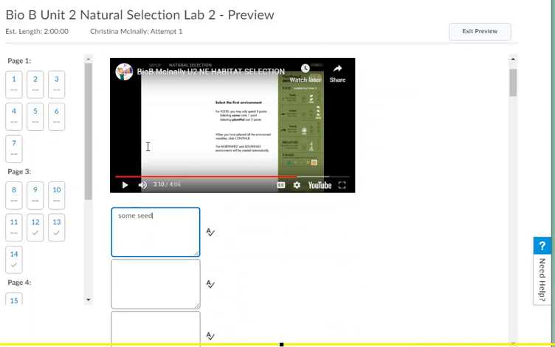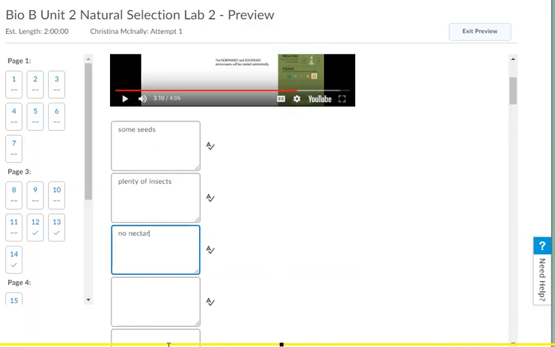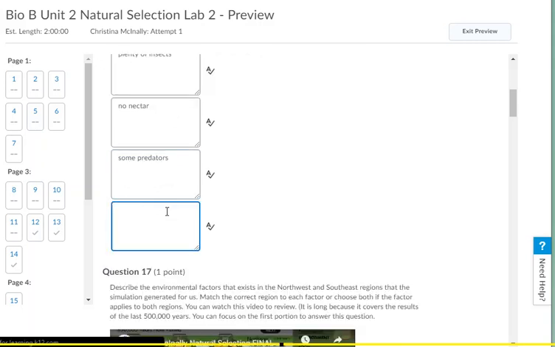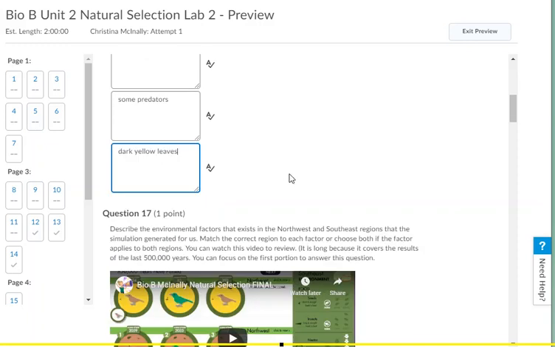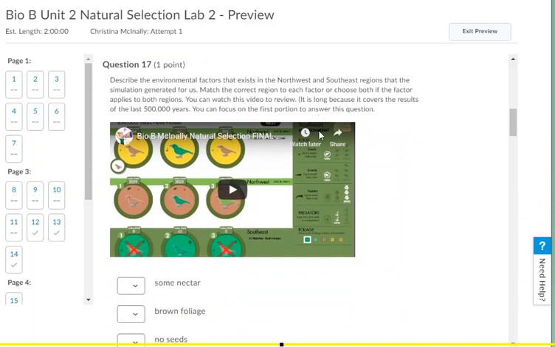So some seeds, plenty of insects, no nectar, some predators, and dark yellow foliage, or dark yellow leaves. Okay, and that's all I would have put. If you did something else, you could put that too. I have to go through and make sure that everybody that does this gets credit for whatever they put, as long as it made sense.